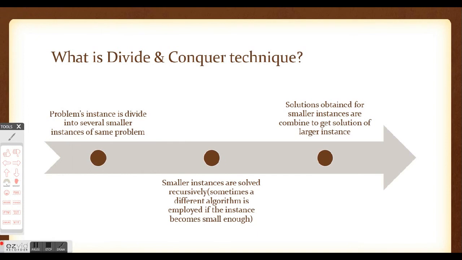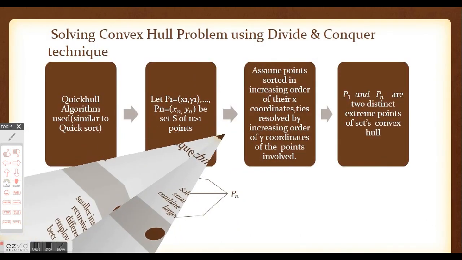What is the divide and conquer technique? It's actually 3 steps. The problem instance is first divided into several smaller instances of the same problem. In the second step, the smaller instances are solved recursively, and sometimes a different algorithm may be employed if the instance becomes small enough. And also, the solutions obtained for the small instances may be combined to get the solution of a larger instance. So finally we will be able to solve the original problem that we had in our hand.